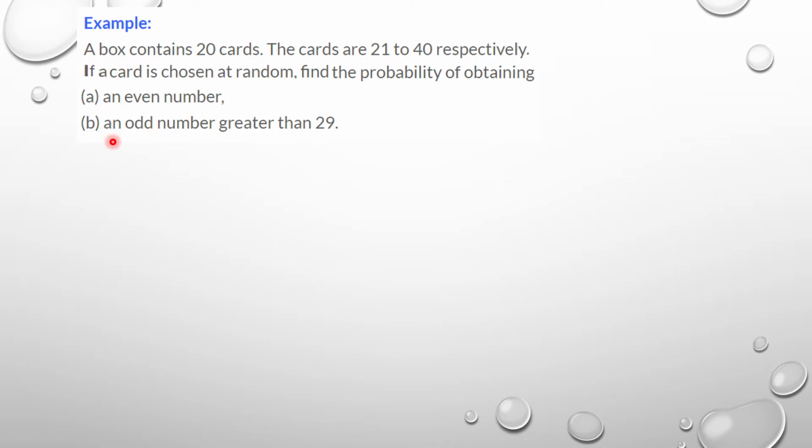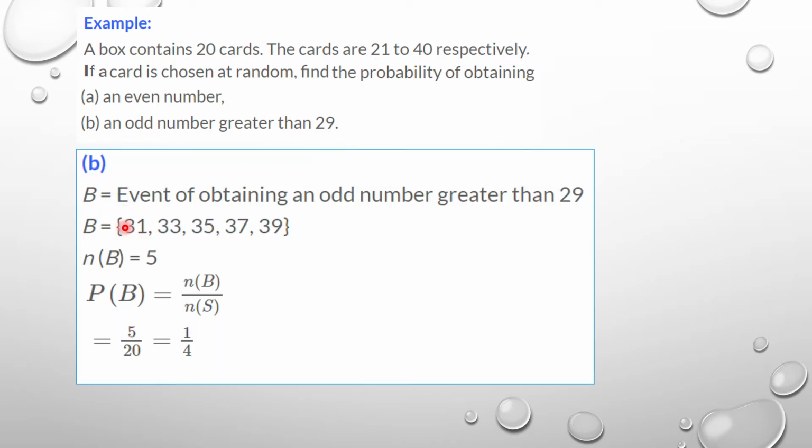Let's continue with question B, that is, find the probability of obtaining an odd number greater than 29. To start with, you can list out all the possible outcomes for the event B. So an odd number greater than 29 will be 31, 33, 35, 37 and 39. So number of event B equals 5. Therefore, the probability of event B equals 5 over 20, or equals 1 over 4.